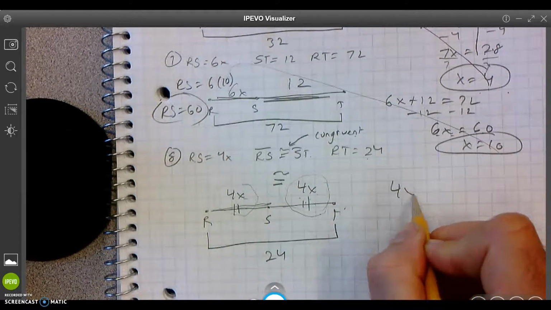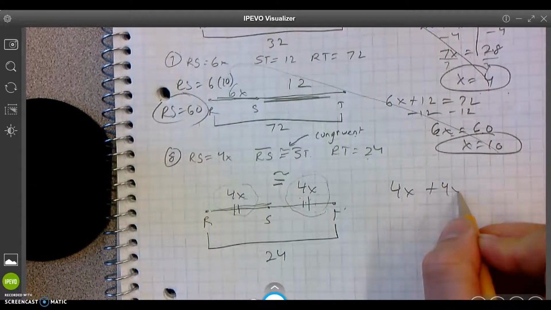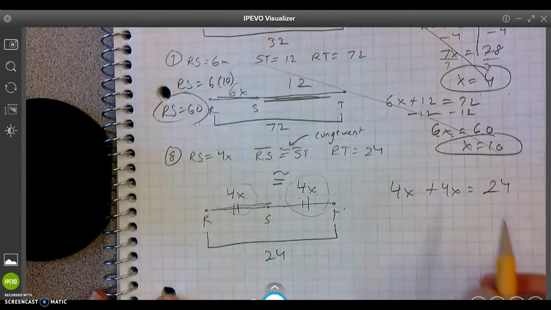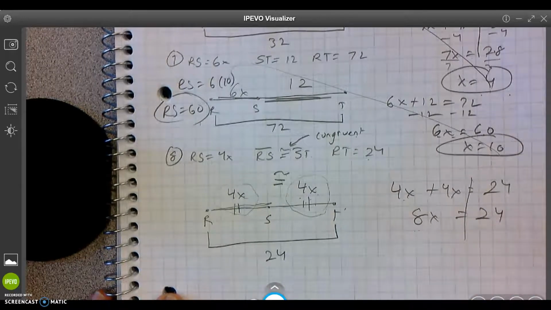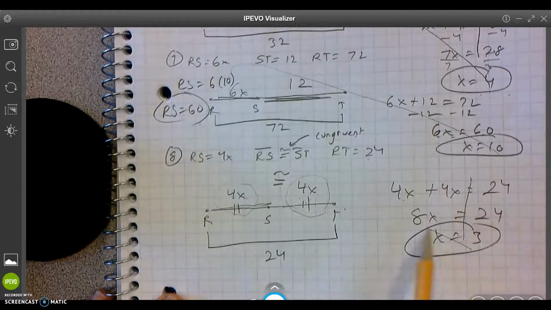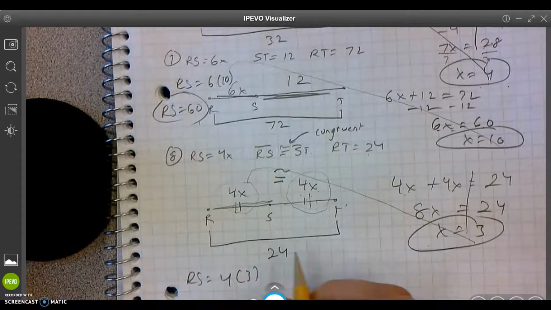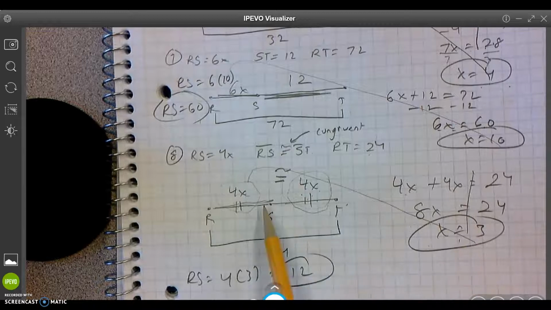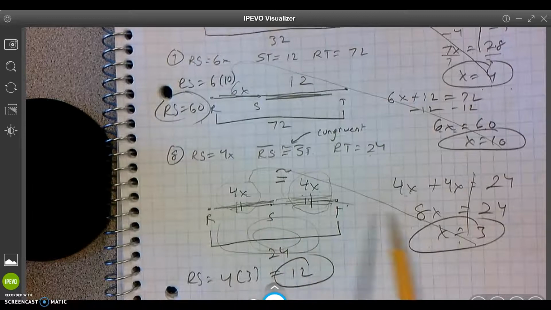So my equation is what? 4x plus 4x, or 4x times 2, equals 24. Got it. Okay. 4x plus 4x is 8x, 24. X equals 3. Boom. And then plug it into RS. 4 times 3 is 12. So RS is 12 and X is 3. ST is also 12. 12 and 12 equal 24. That makes sense, right? 12 plus 12, 24.